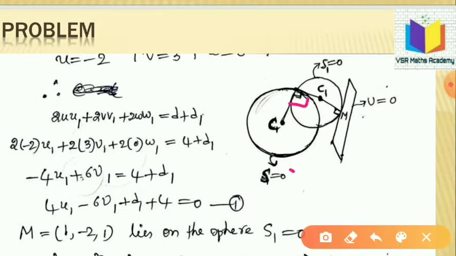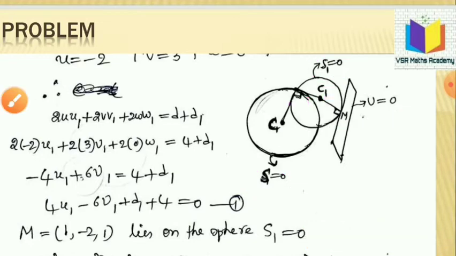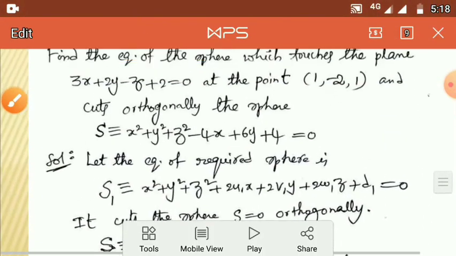S = 0 is the given sphere, S1 = 0 is the sphere which we have to find, C is the center of S = 0 and C1 is the center of S1 = 0. u = 0 is the given plane, M is the point of contact of u = 0 with the sphere which we have to obtain. So this problem can be solved like this.